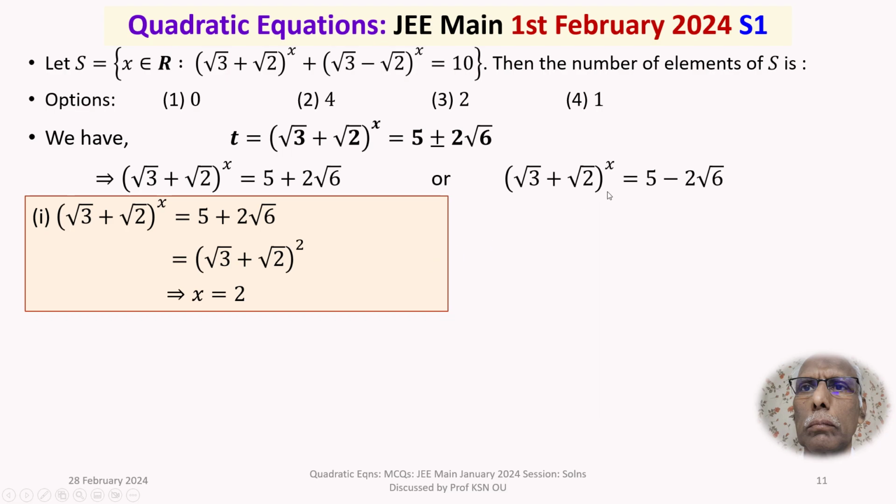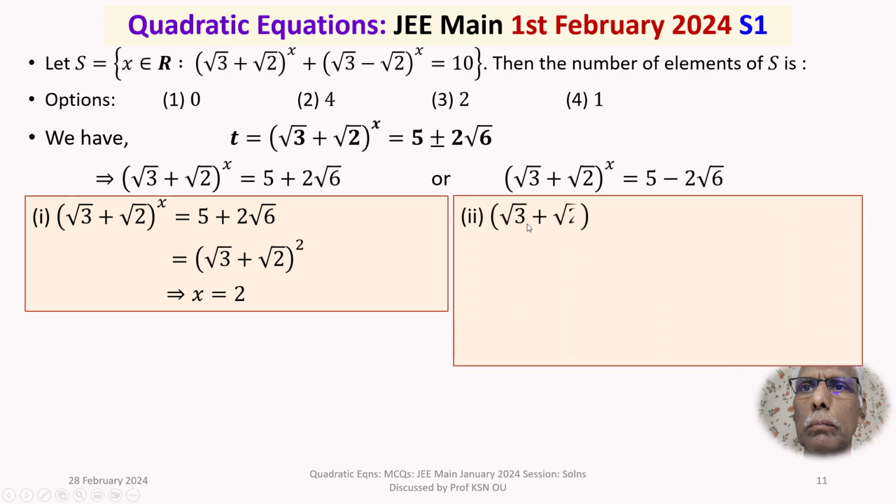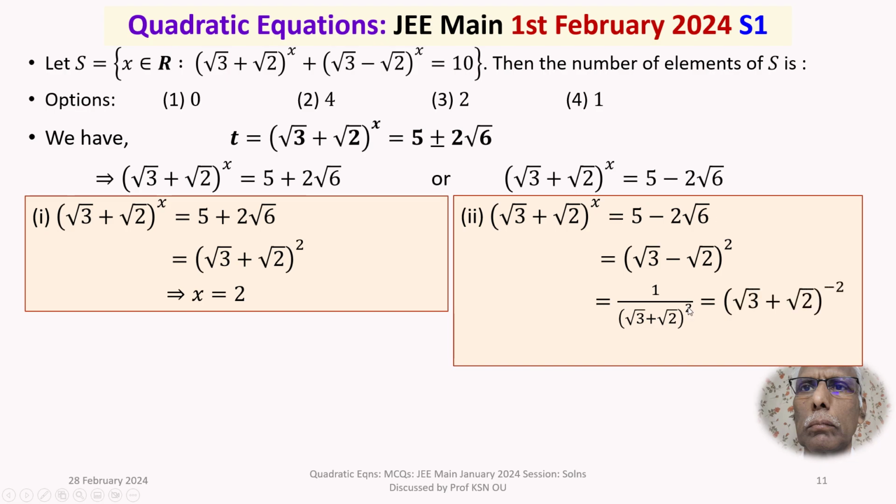Take the second one, root 3 plus root 2 to the power of x is equal to 5 minus 2 root 6. So, this is the square of root 3 minus root 2. But we want the power of root 3 plus root 2. What is root 3 minus root 2? It is precisely 1 by root 3 plus root 2. So, this will be 1 by root 3 plus root 2 whole square. So, that will be root 3 plus root 2 to the power of minus 2. So, x will be equal to minus 2.